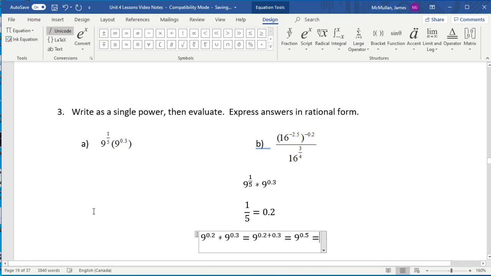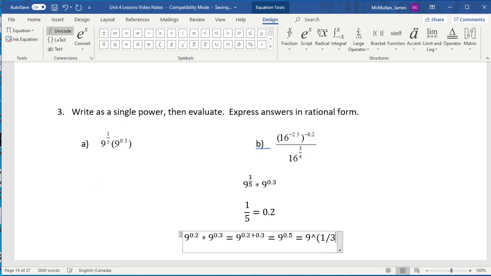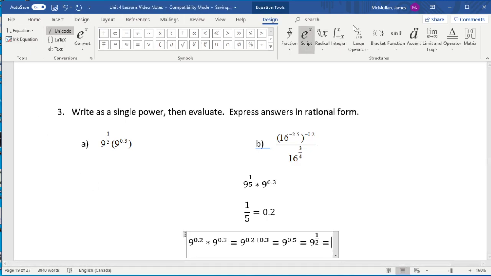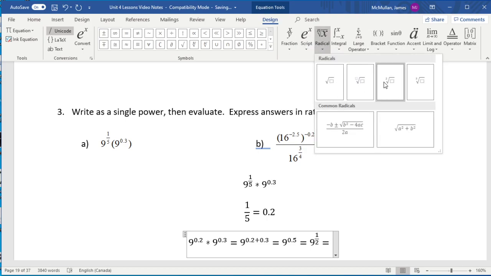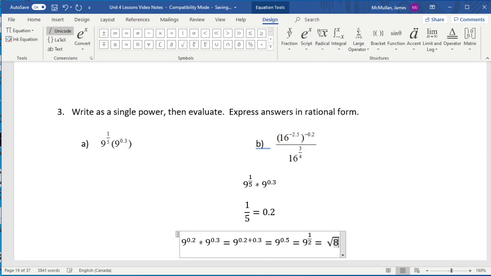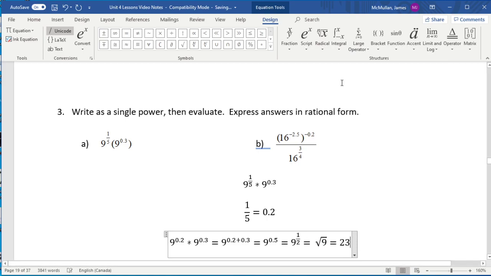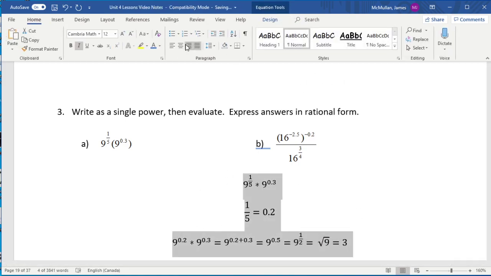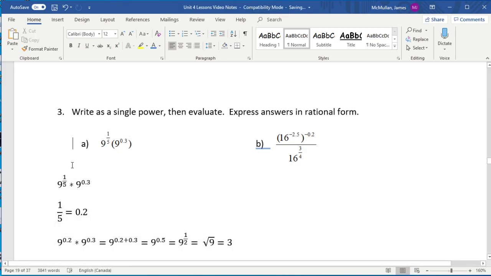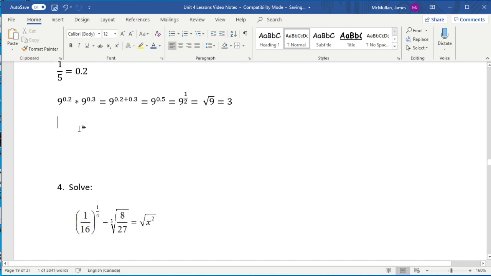And now you see something that you couldn't have done at the beginning, that 9 to the 0.5 is the same thing as 9 to the power of 1/2. And we know that 9 to the power of 1/2 is actually just the square root of 9, which is a number, right? The answer is 3. Right? So again, really, really good question here, just to take something complex and turn it into something simple. Let's try this one with 16.